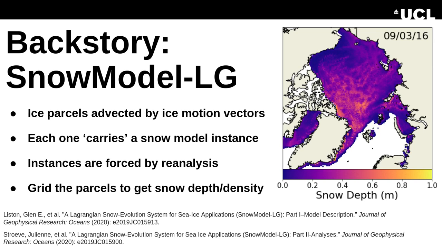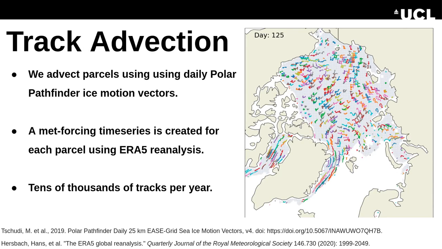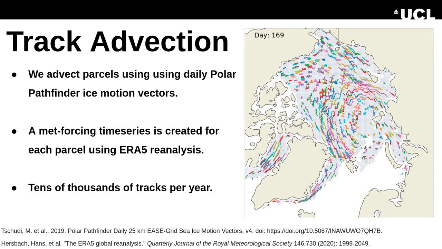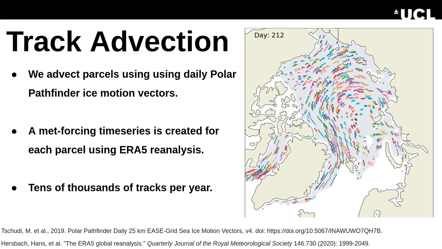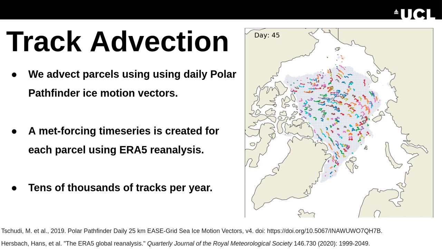First, I want to quickly show some of the parcels or cells that get advected around. On the right of this slide, you can see 1 in every 200 parcels as they move around the Arctic. I'm currently only running the model in the growth season between freeze up and melt onset, but even in that time I get about 60,000 tracks per year.